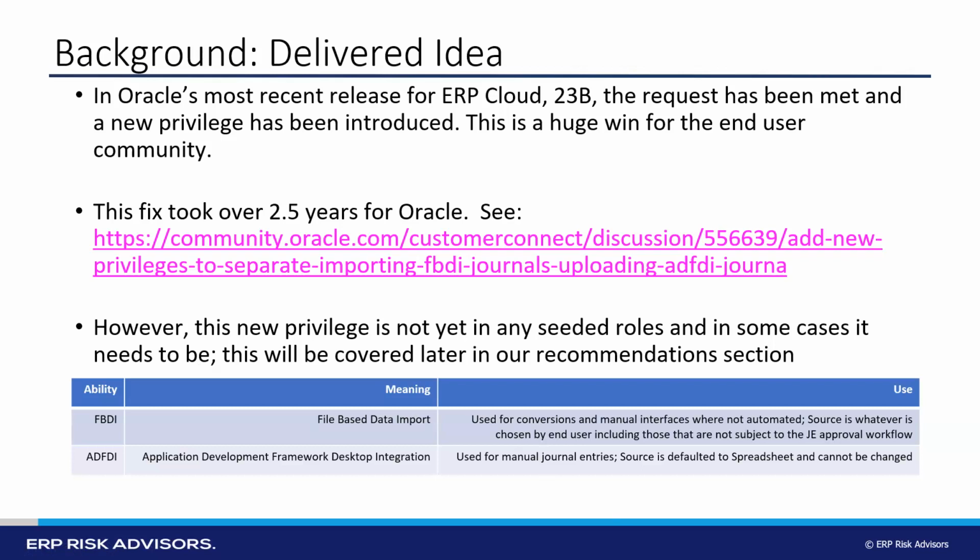So there's a couple of downsides to this fix. First, it hasn't been deployed to any seeded roles yet, and we're going to cover that in our recommendations towards the end of this learning session. And second, where it is available to be used, Oracle still hasn't provided the ability to perform look-back procedures to differentiate between FBDI journal entries and ADFDI journal entries. You can see at the very bottom, we define what FBDI and ADFDI are, and have the use of these predefined and pre-built.